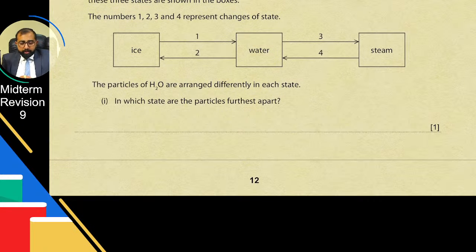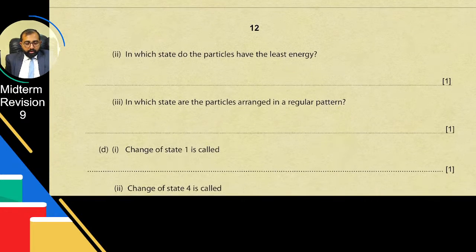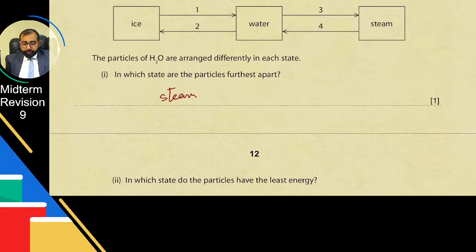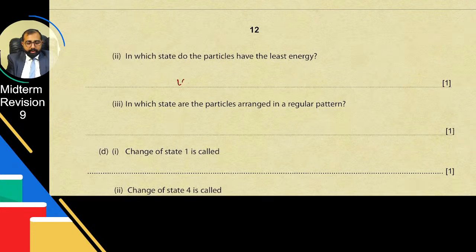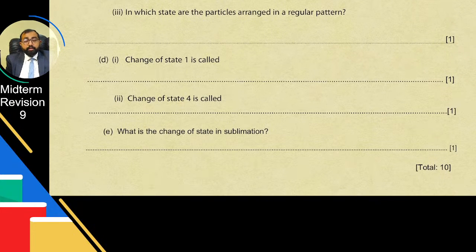The compound with formula H2O can exist in 3 states of matter. The names of these are given. In which state are particles the furthest apart? Obviously gas, so steam. In which state do the particles have the least energy? That is when they're solid, right? So ice. In which state are the particles in a regular pattern?